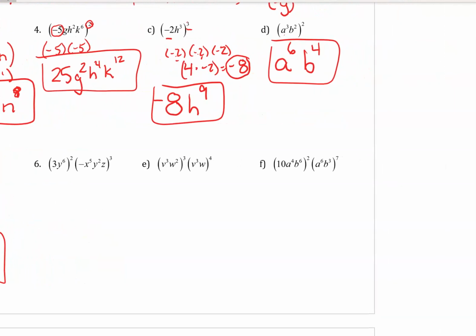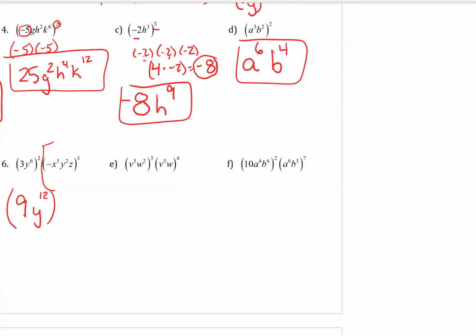On problem number 6, first we're going to do our exponent. So we're going to split this into 2 parts. 3 squared is 9. Y to the 6th squared, 6 times 2, gives us y to the 12th.